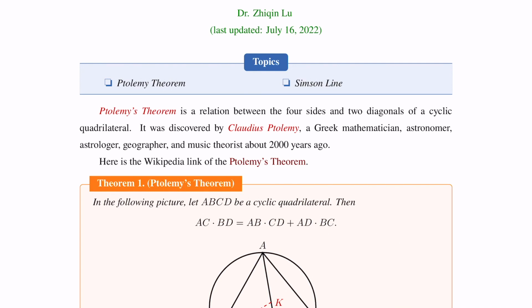Ptolemy Theorem is a relation between the four sides and the two diagonals of a cyclic quadrilateral. It was discovered by Claudius Ptolemy, a Greek mathematician, astronomer, astrologer, geographer, and music theorist, about 2,000 years ago. He lived in the city of Alexandria, which is in Egypt.